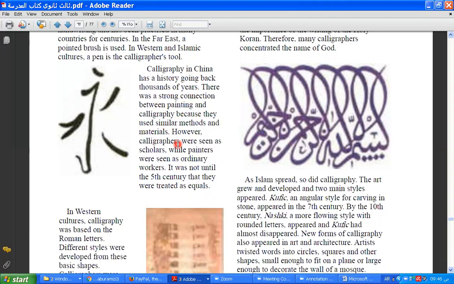They said that there is a connection between them. Why? Because they use similar methods and materials. Sometimes they use the same brush, the same pen, the same ink, or the same idea. You can put something on a sheet or white sheet, or you start drawing. I mean, there are some similarities like this.